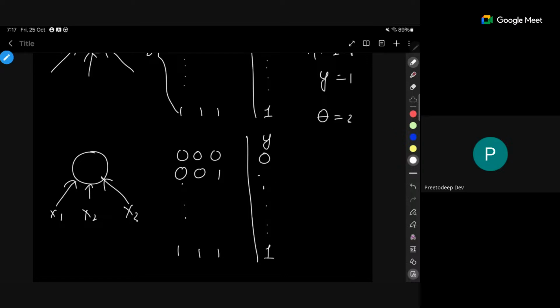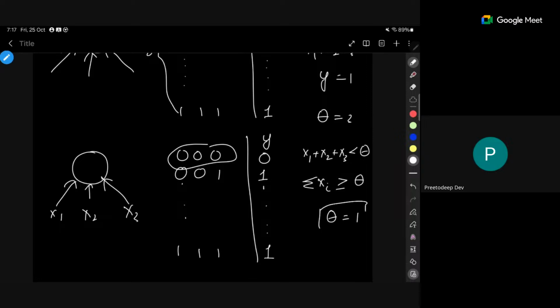Okay, the rest of them. So in this case, if I do x1 plus x2 plus x3, then for this case it needs to be less than theta. For the rest of them, my summation of xi should be greater than or equal to theta, and we can set theta equal to 1. So in this case we can set theta equal to 1 and solve this problem, right?